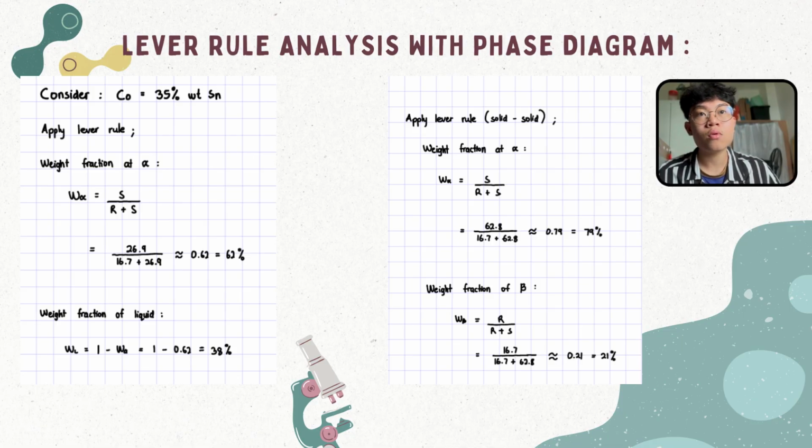So where did we get our R plus S? This is our R and this is our S. And then we just substitute it in here, and we can get 16.7 over 16.7 plus 62.8, and then we can get 0.21, equivalent to 21%.